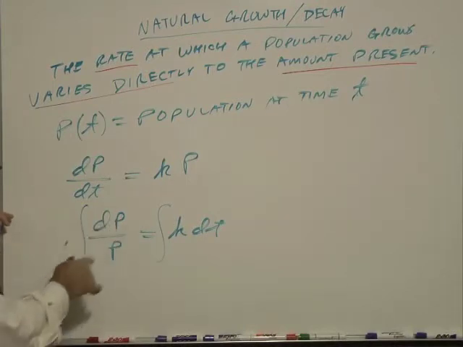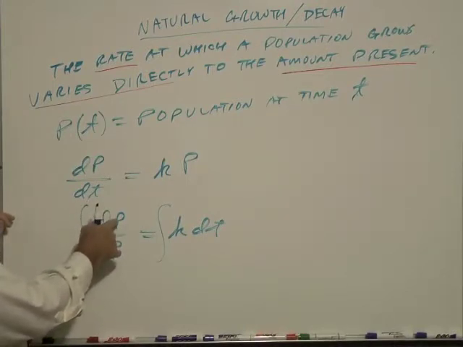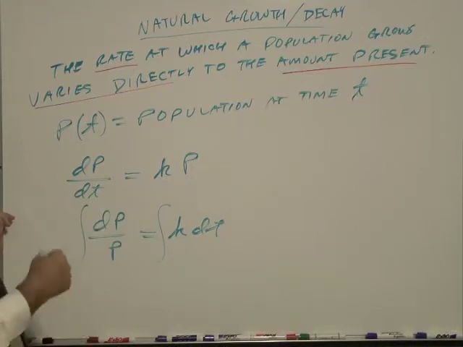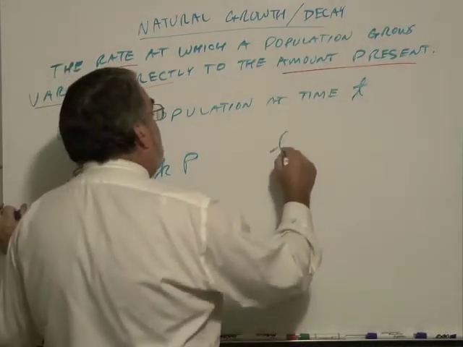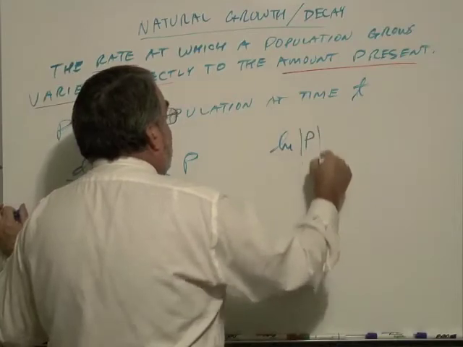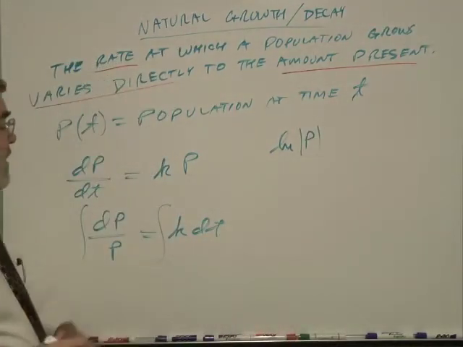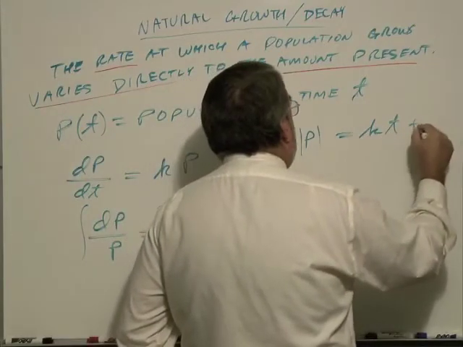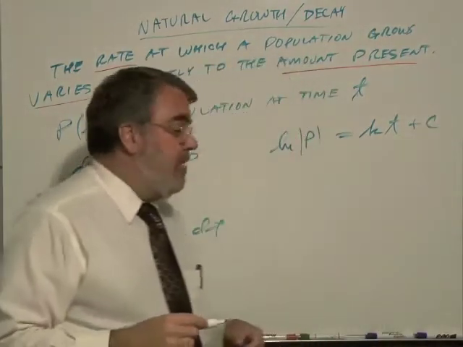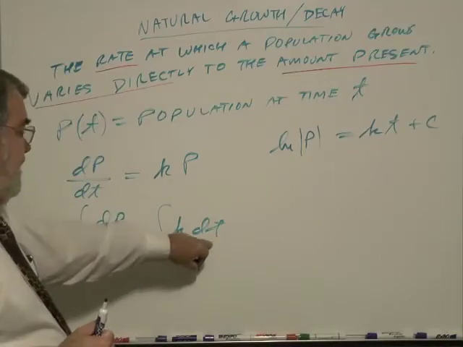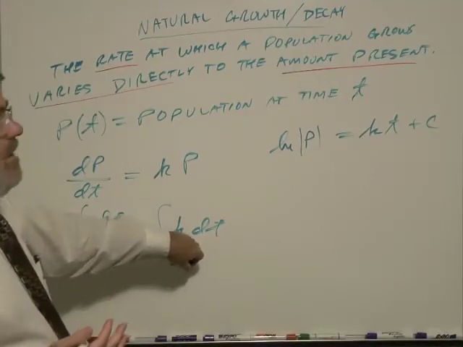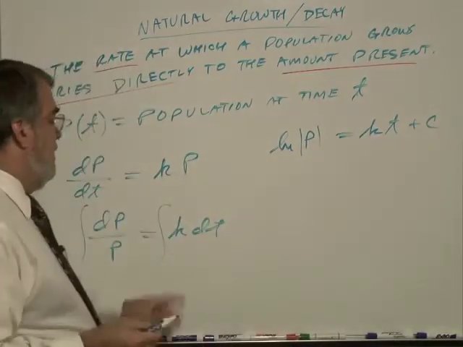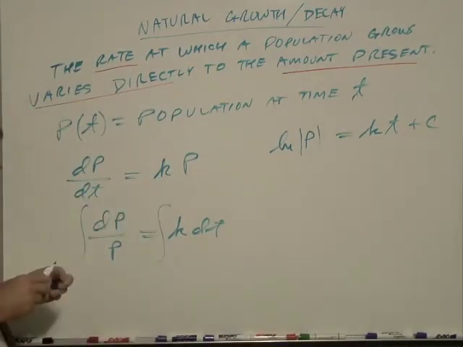And what is this integral? The integral of dp over p is a logarithm. And it's a natural logarithm. So this is the natural logarithm of the absolute value of p, equal to k t plus an additive constant. So I integrate here. I have a constant times dt. Integrate, I get k times t plus c, the additive constant from this indefinite integral.